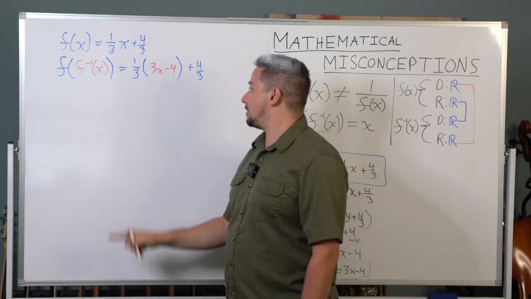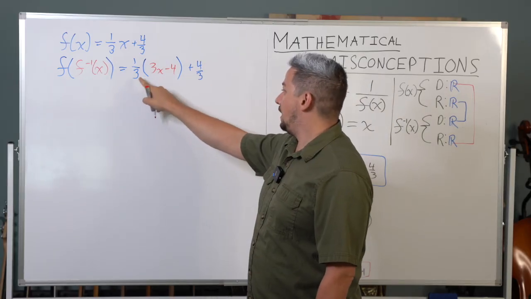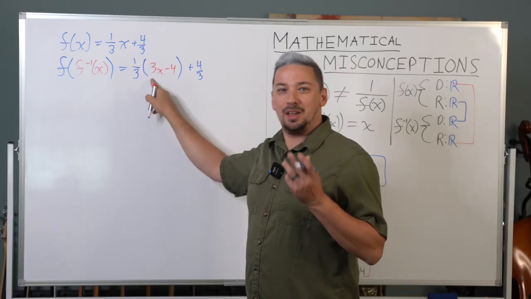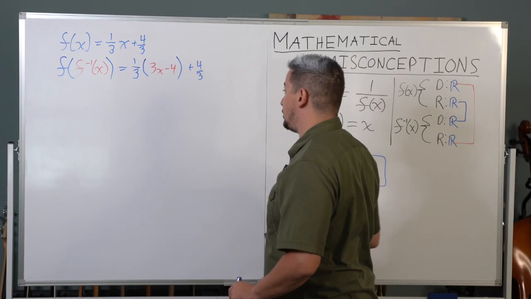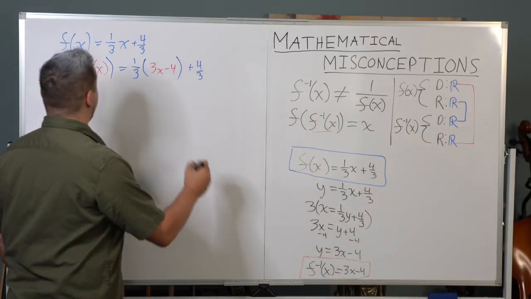So the first thing we're going to see is that we're going to distribute the 1/3, and the 1/3 is going to cancel the 3. So far, so good. So we have the reciprocal against the original value, which just gives us x. We're going to go back to black.